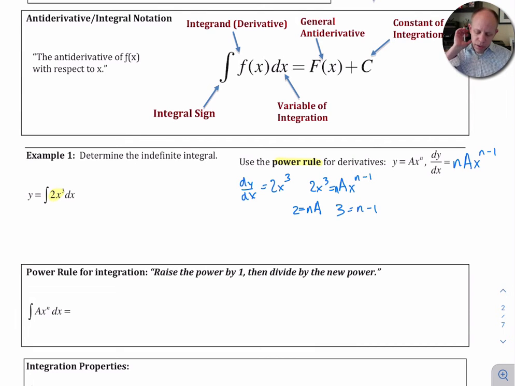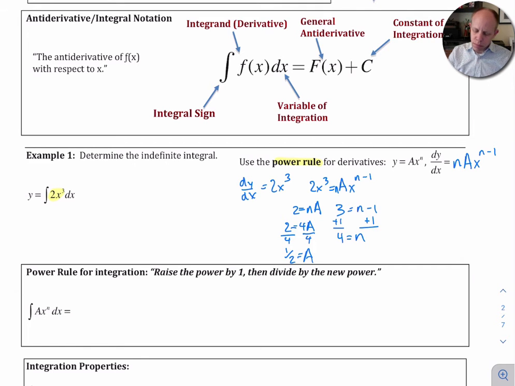Now when you go to solve for this, you can't solve n and a right away. You have to start on the right side here, and to solve for n, we would add 1 to both sides. So we get 4 equals n. Now we can substitute in there to figure out what a is. So 2 equals 4 times a, and we divide by that 4, and we get a equals 1/2.